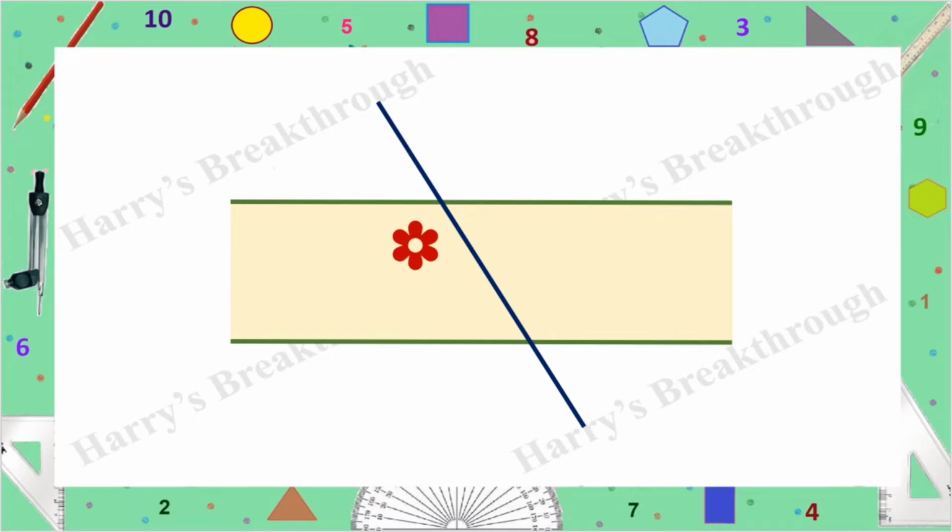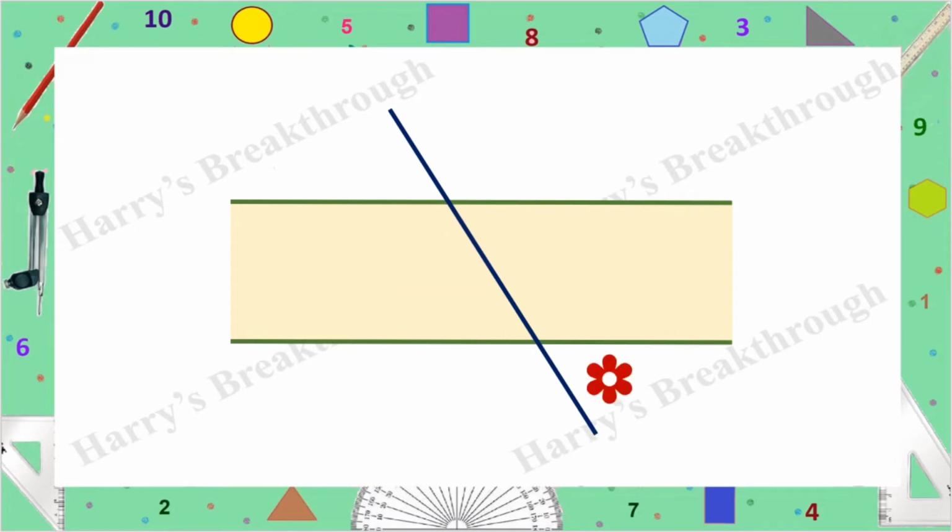Now can you say the position of this flower according to the parallel lines and the cutting line? Here we can say that this flower is at interior part of parallel lines and left side of cutting line. What is the position of this flower? This flower is at exterior part of parallel lines and right side of cutting line.